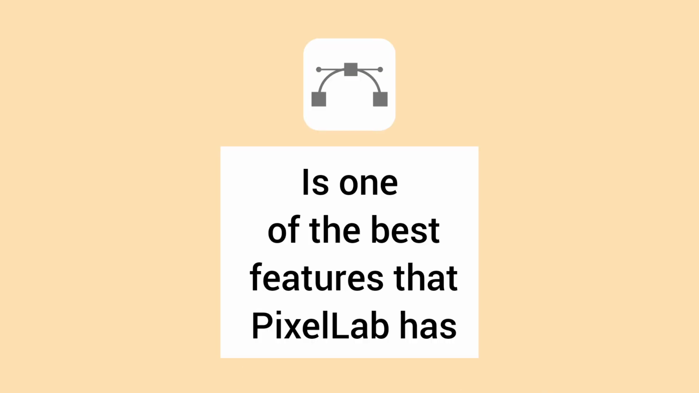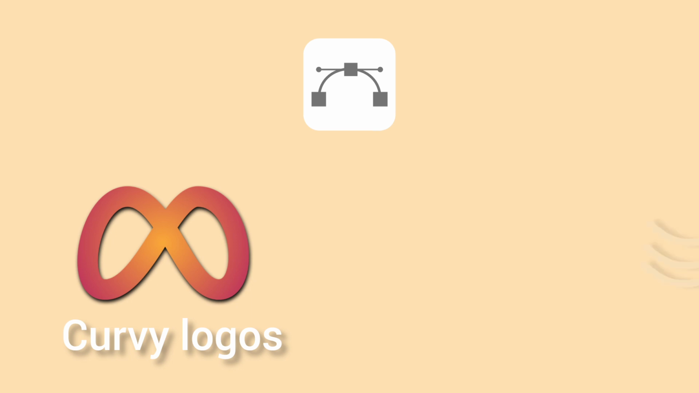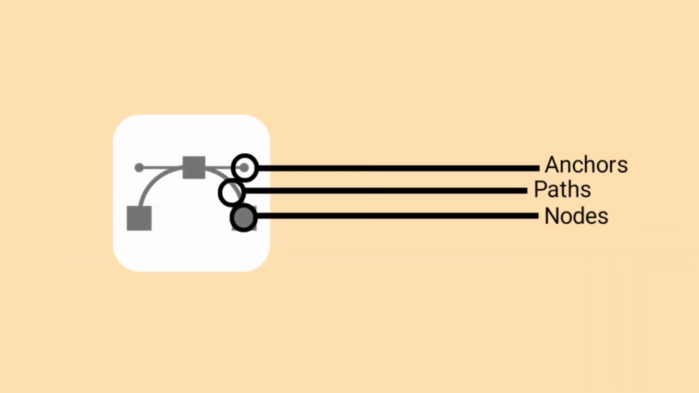The Bezier tool is one of the best features that PixelLab has. It is used to design curvy logos and lines. It is made up of three components: the node, anchors and parts.